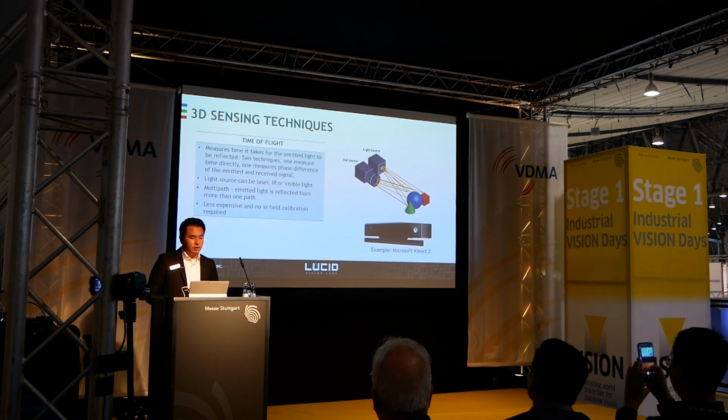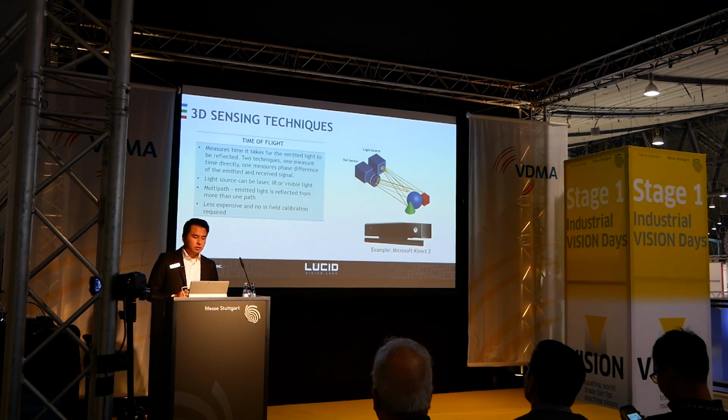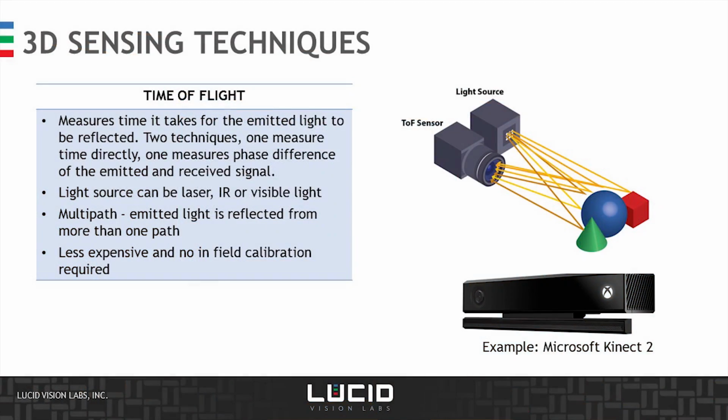And there's also time-of-flight technology, which uses a different type of technique. Stereo vision and structured light both use triangulation to figure out the depth. Time of flight, like its name, measures the time that it takes the light to emit and bounce back from the object itself. There are two ways to measure this time. One is directly measuring the time, and one is indirectly using the phase difference. This is known as direct time of flight and indirect time of flight.